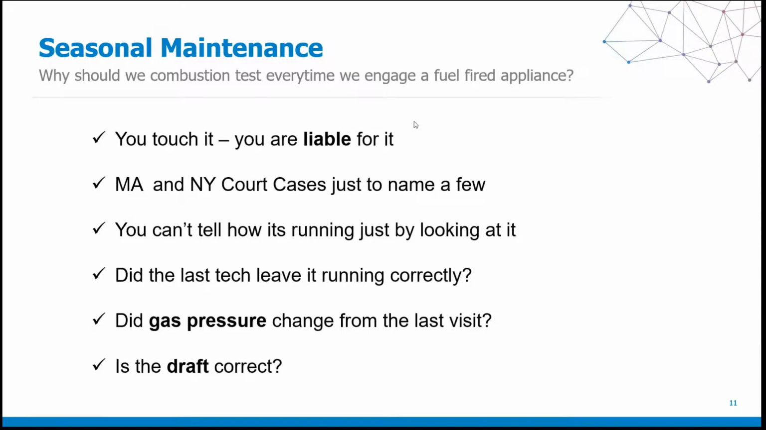It's very, very important that you test it because you don't know the last company that was there, if it was a different company, and you don't know which one of your technicians and how they left it and what kind of day they were having. And so it's important that you test it at each visit.